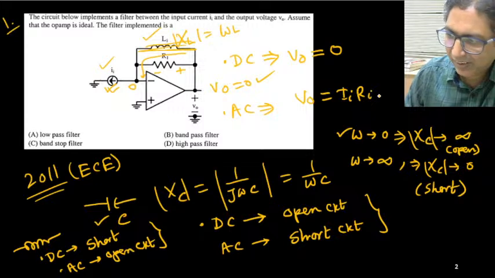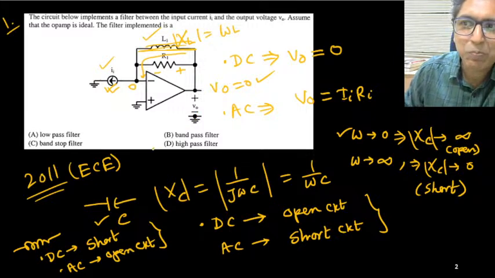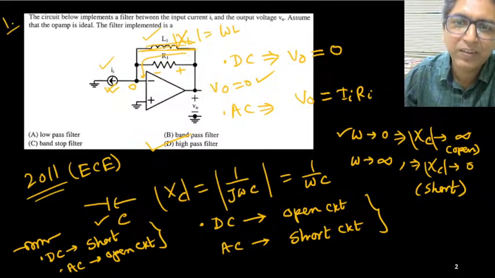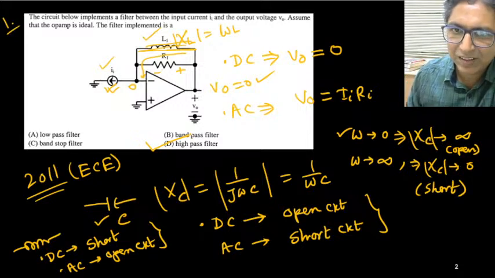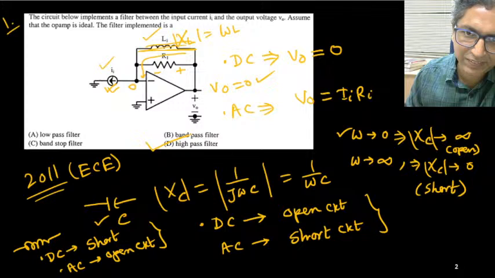That means it is a high pass filter. High frequency can easily pass, low frequency cannot pass through this thing. Okay. So this one, you can find out the expressions, everything. That we'll do later. We'll take more problems to calculate the cutoff frequency, everything.